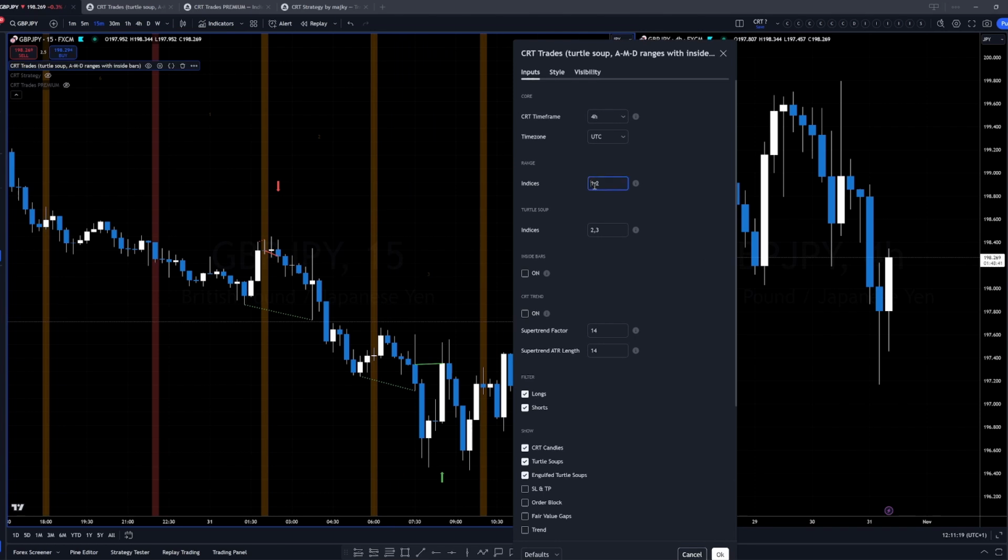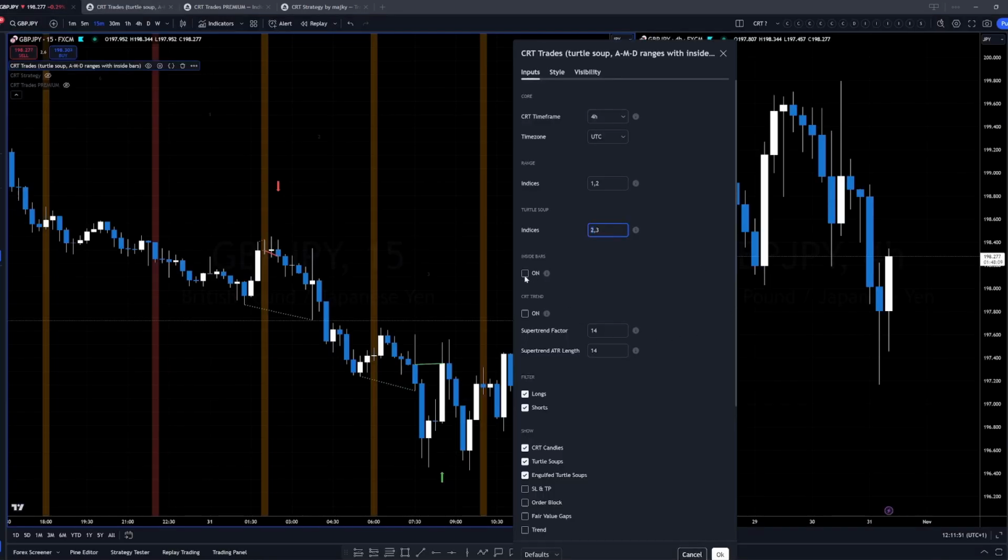So if you have 1 and 2 here, so this one and this second range are going to be found for the accumulation candles, and the turtle soup will be found at the second and third range, right? So as you can see here, we got this range low in the first range, and we got manipulation candle here in the second, okay, which is this one, our turtle soup.